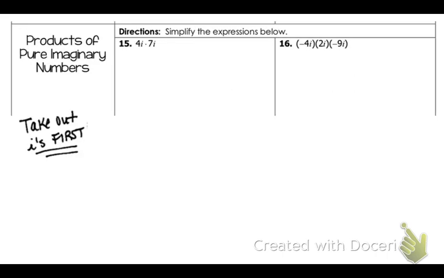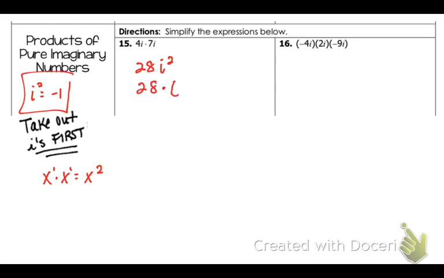So now from this one, it says simplify the expressions below. So you have 4i times 7i. So 4 times 7 is 28. Now the i and the i, think about it as x times x. x times x is x squared because basically you're adding those exponents. Now i times i is i squared. But if you remember, I said i squared is equal to negative 1, which means this is 28 times i squared, so 28 times negative 1. So your answer is negative 28.